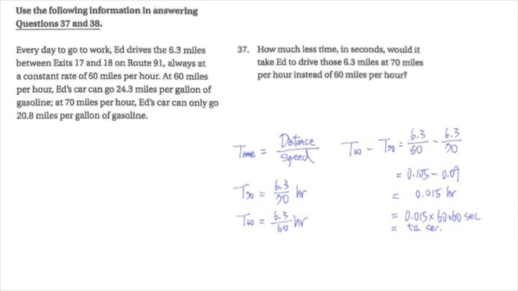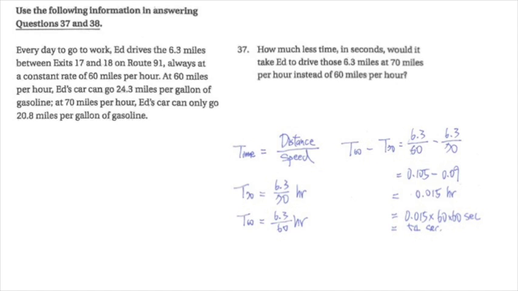For questions 37 and 38, the description is as follows. Every day to go to work, Ed drives 6.3 miles between exits 17 and 18 on Route 91, always at a constant rate of 60 miles per hour. At 60 miles per hour, Ed's car can go 24.3 miles per gallon of gasoline. At 70 miles per hour, Ed's car can go 20.8 miles per gallon of gasoline. Question 37. How much less time in seconds would it take Ed to drive those 6.3 miles at 70 miles per hour instead of 60 miles per hour?